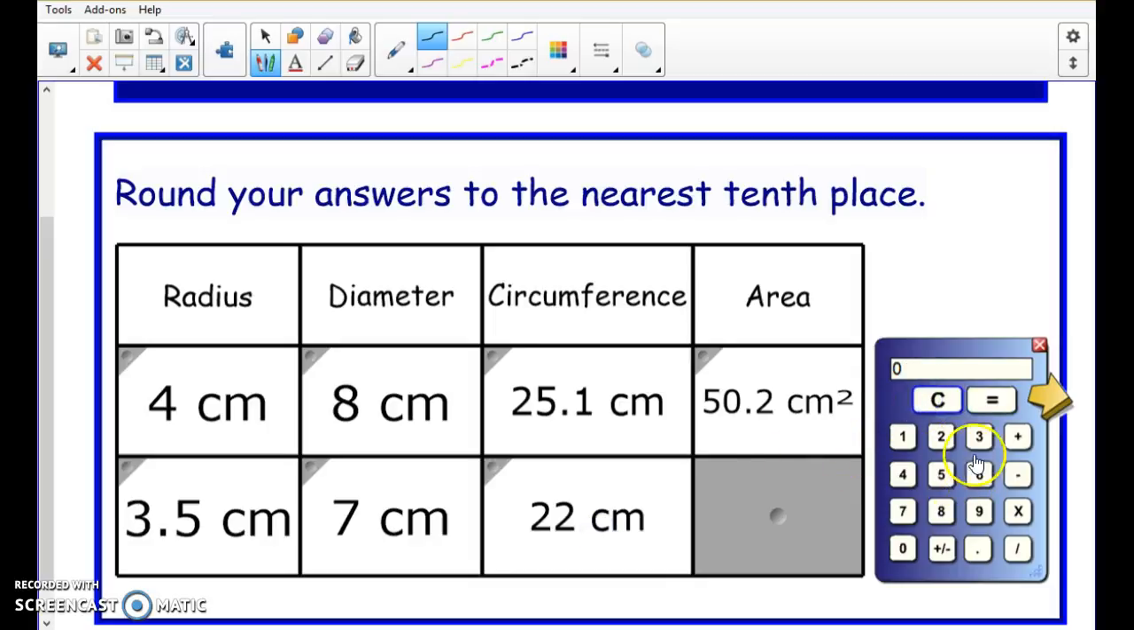And then for my area, I need to do 3.5 squared. I'm just going to do 3.5 times 3.5. It's going to be 12.25 times pi, which should give me 38.5. There it is.